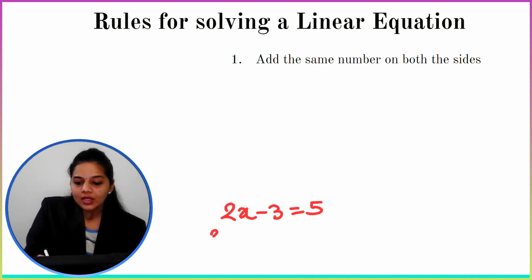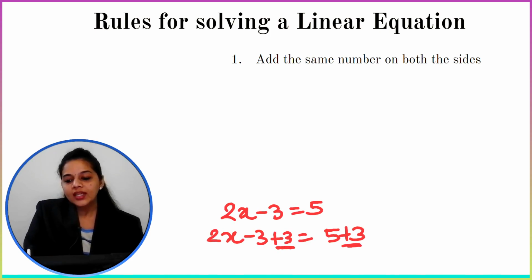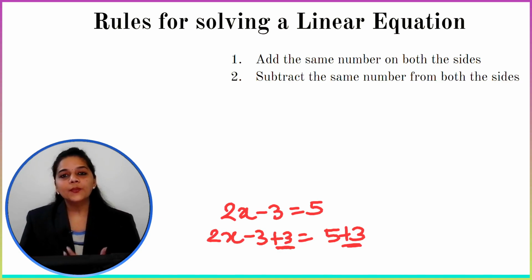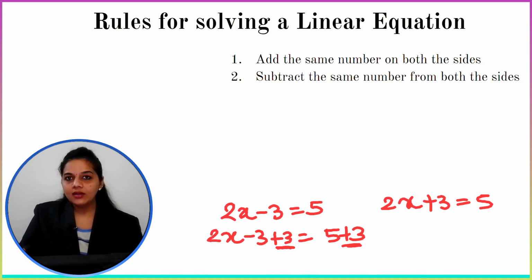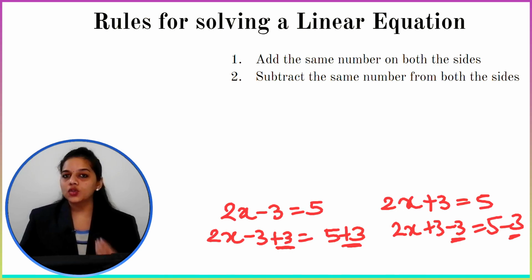First rule, 2x minus 3 is equal to 5. So if I add plus 3 on both the sides, plus 3 left hand side, plus 3 right hand side, the equality will not change. This is rule number 1. Second rule, if you subtract the same number from both the sides, equality will not change. Let's take an example. 2x plus 3 is equal to 5. If I subtract 3 from both the sides, the equality will not change. This is rule number 2.